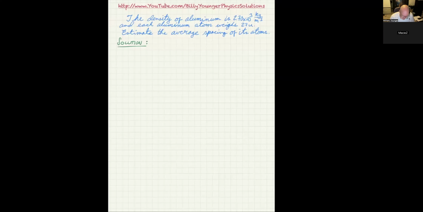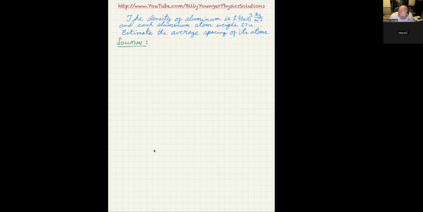Yeah, finally. Okay. So it says the density of aluminum is 2.70 times 10 to the third kilograms per cubic meter, and each aluminum atom weighs 27 u. That's that unit I was just telling you about, the unified atomic mass unit. We're asked to estimate the average spacing of its atoms using this information.